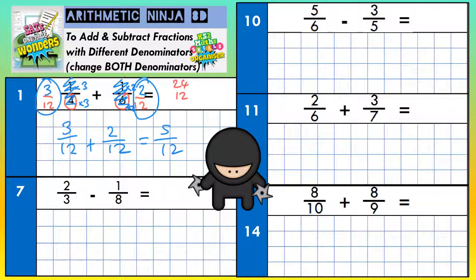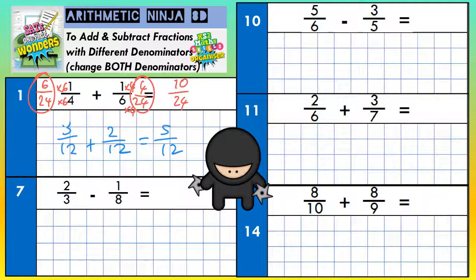If you were to do it with 24ths, you'd still get the same answer. So if we go for 24ths, we'll see that to get from 4 to 24 is times 6. So you do 1 times 6, which is 6 24ths. To get from 6 to 24 is times 4. So you do 1 times 4, which is 4 24ths. And 6 24ths and 4 24ths would be 10 24ths.